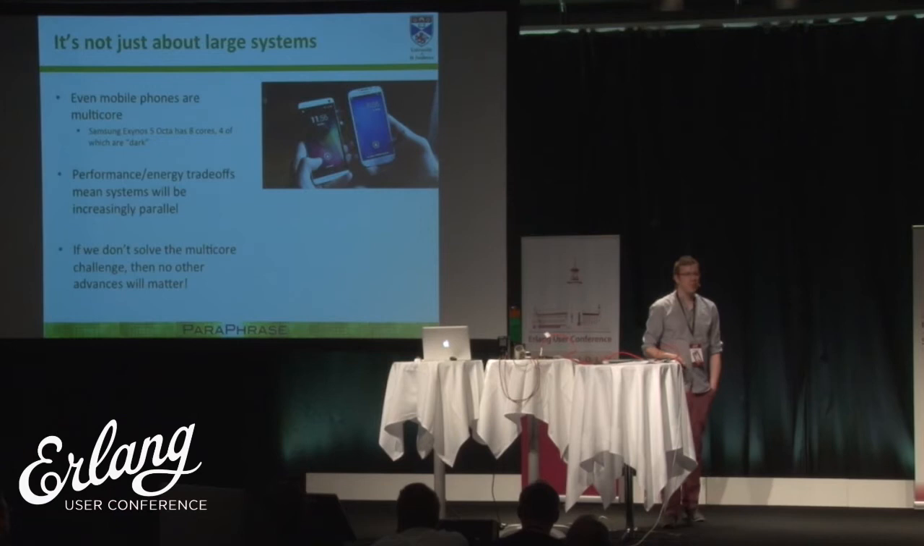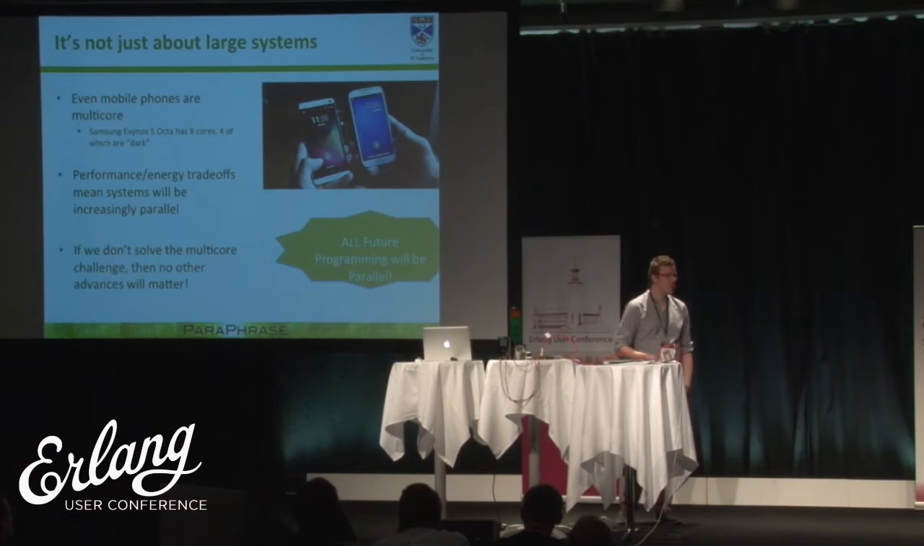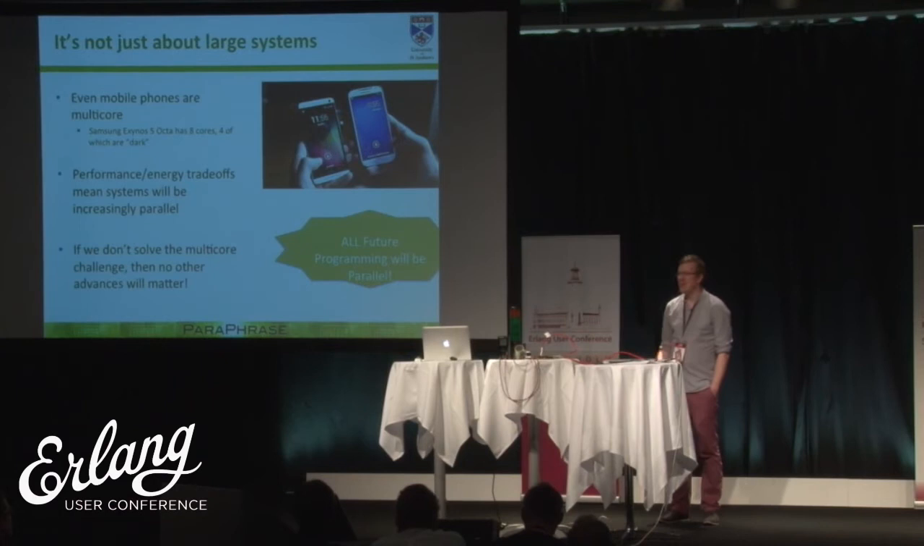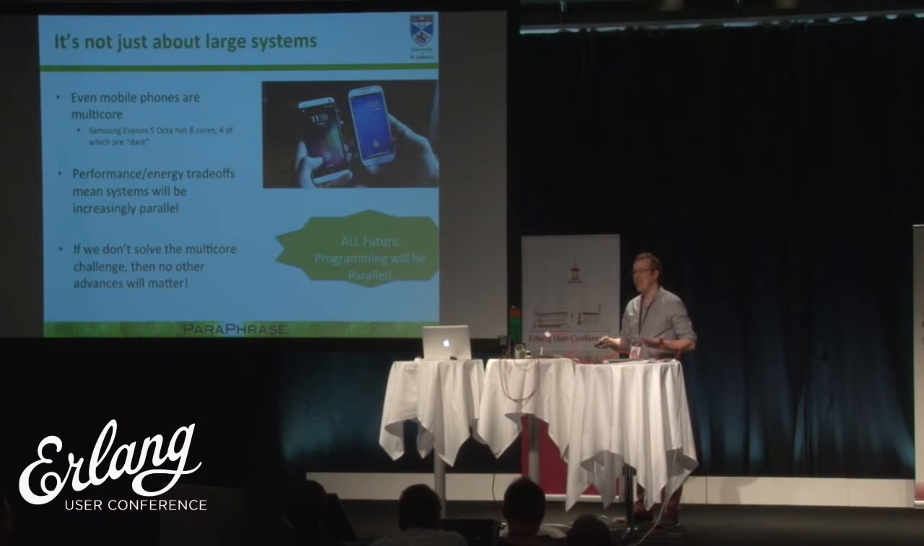Basically, we're seeing a world where the only thing that matters is parallelism. This is the only thing that's really emerging and coming forward. If we don't solve this challenge, then no matter what we do everywhere else, it just won't matter, because we'll be so far behind that we'll never be able to catch up. So this talk is about programming heterogeneous systems. How can we combat this? How do we do this now in Erlang?